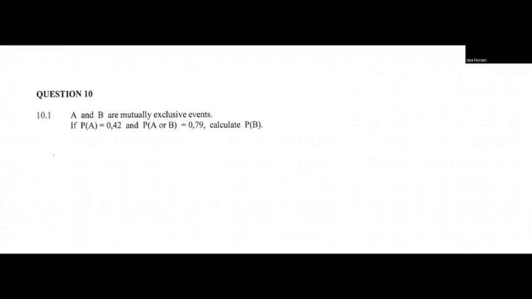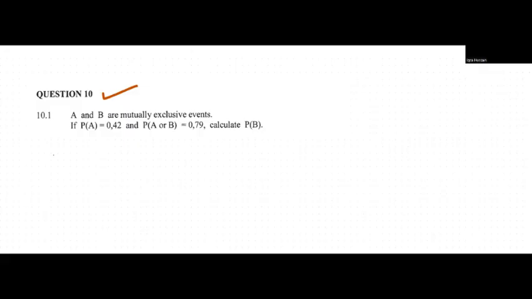Now question number 10. We have 10.1: A and B are mutually exclusive events if P of A is 0.42 and P of A or B is 0.79. Calculate P of B. This question is about probability, and we have a problem about mutually exclusive events. What is the fundamental formula for the probability of the union of two mutually exclusive events?